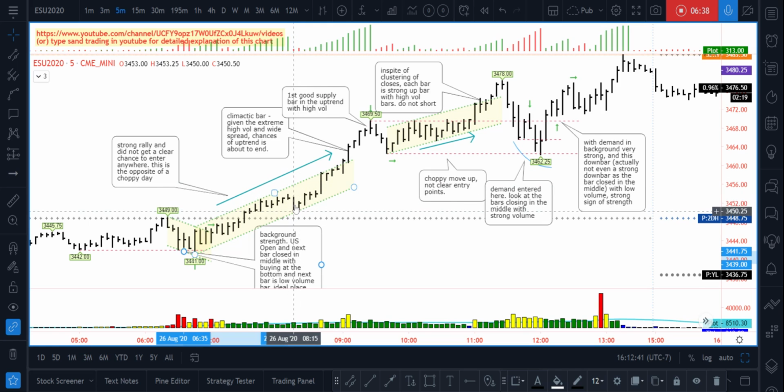So there was no clear entry. And also this is a good supply bar, so I was cautious. Notice, it went up, and then look at this bar. Look at the volume on this bar. This is almost three times the volume of any of these other bars, and this is a good bar.